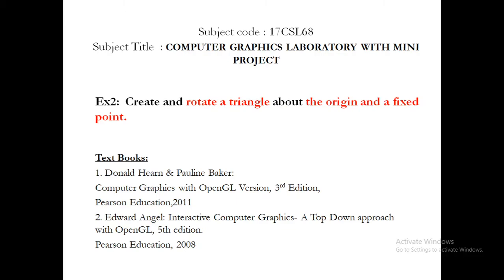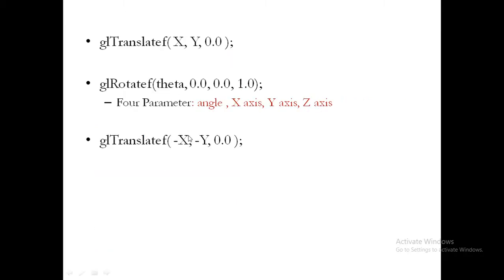First we will discuss the concept of the program. In this program we are using three functions: glTranslate with a positive value and glTranslate with a negative value. These take X, Y, Z. When you are translating a 3D object, an X value and a Z value will be given. Here we have only 2D, so we have only X and Y values.